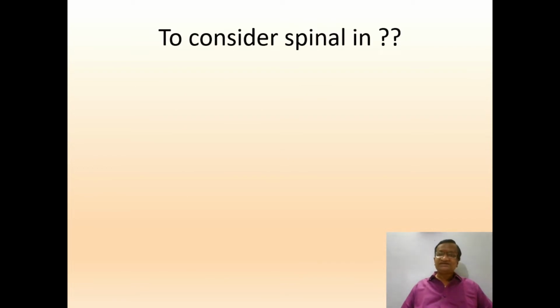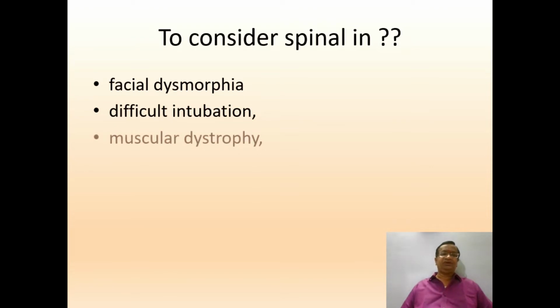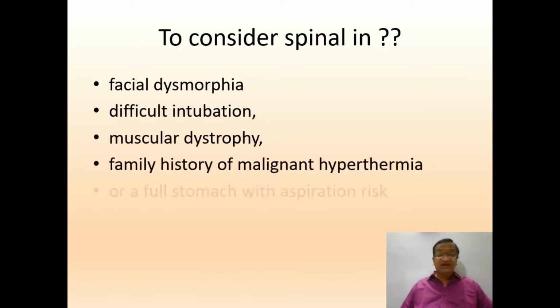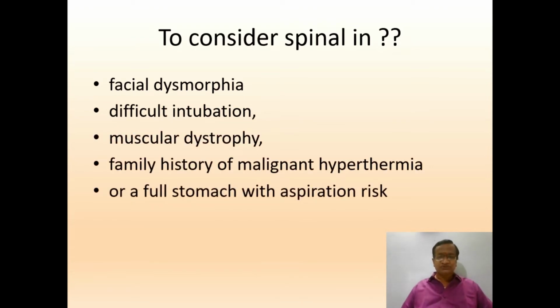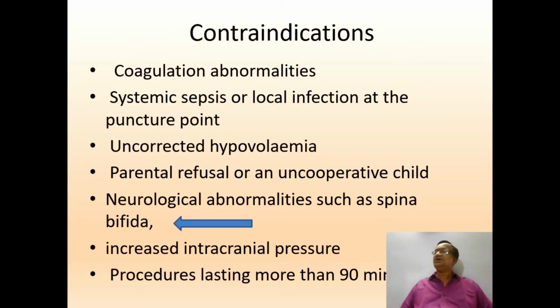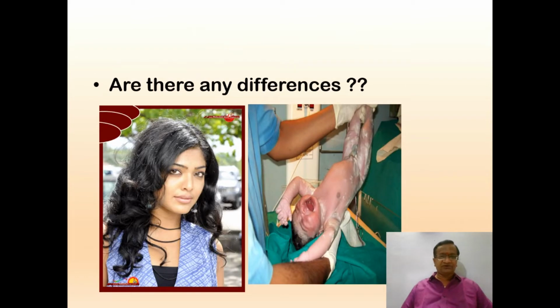Now, when to consider spinal? Facial dysmorphia, difficult intubation, muscular dystrophy, family history of malignant hypothermia, full stomach, where we consider GA a little risky in infants. What are the contraindications? Coagulation abnormalities, yes, that's a routine thing. Uncorrected hypovolemia, patient refusal, uncooperative child, increased ICP, and procedure lasting more than 90 minutes. Sometimes if there are any neurological disorders.